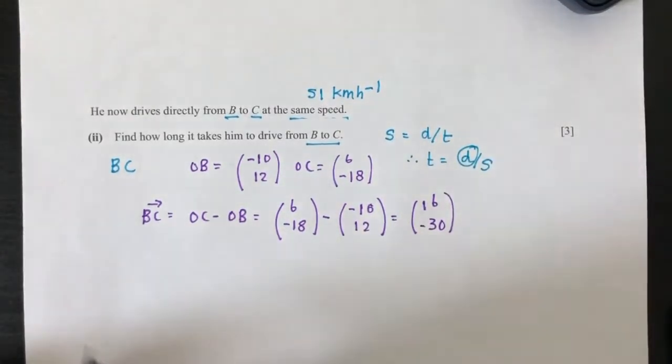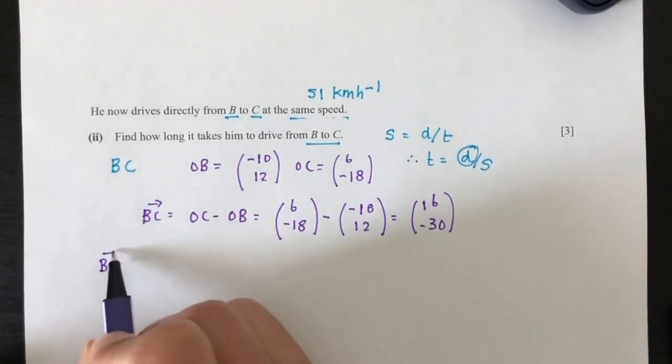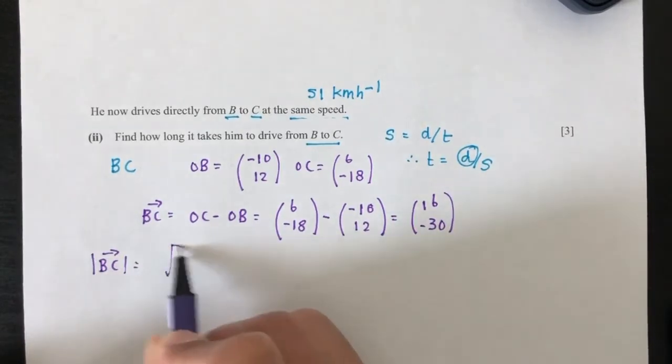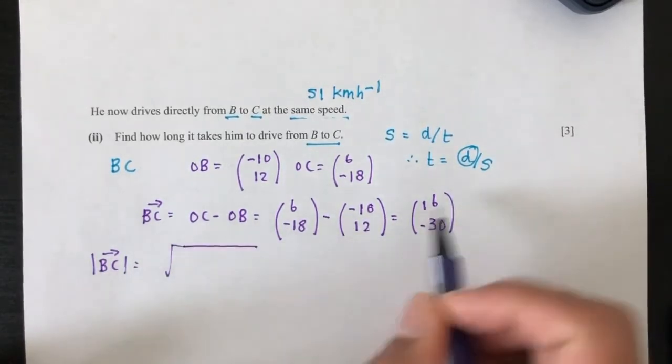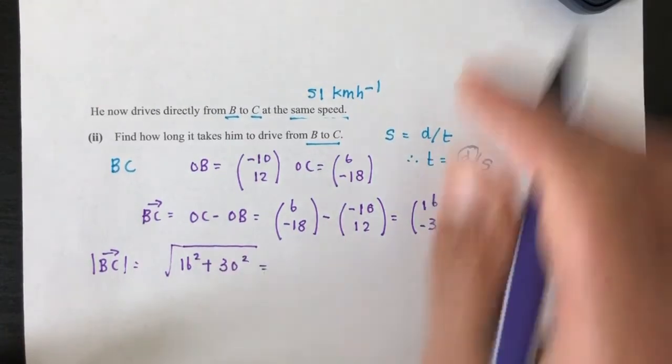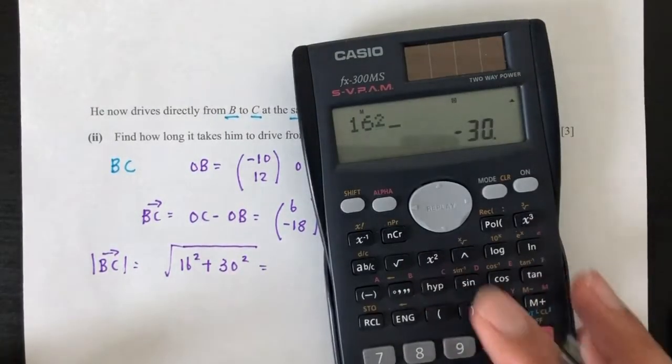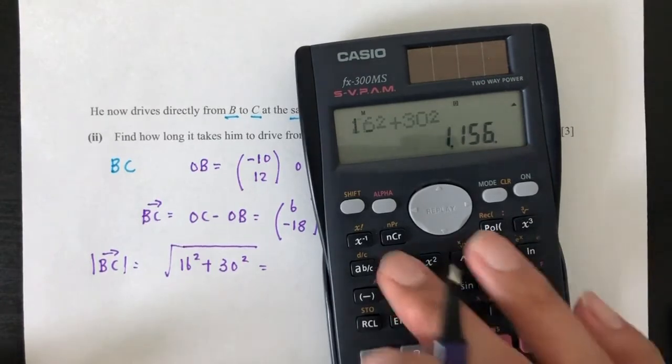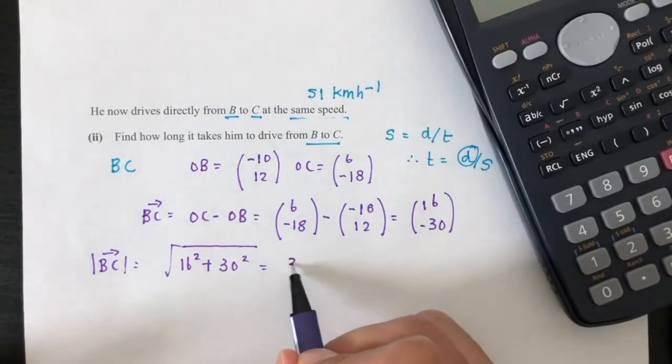So what is the distance BC? We have to find the magnitude of BC. That will be square root of 16 squared plus 30 squared. So 16 squared plus 30 squared, square root of that should give you 34.